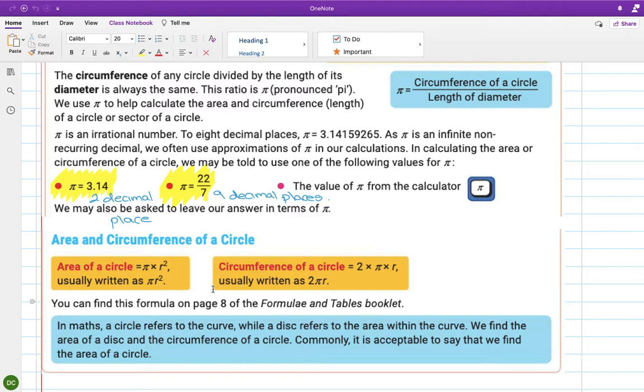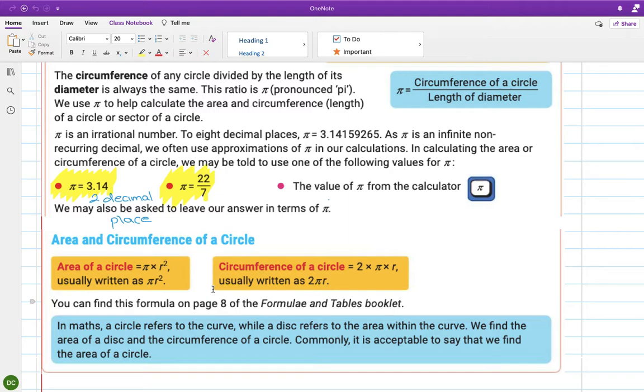So essentially what I'm trying to say is that these are the 3 versions we have available to us. Pi could be 3.14, pi can be 22/7, or you can use the pi button on your calculator. Either way, it's an approximation. They took the infinite amount of numbers after the decimal point and they decided to stop it somewhere. They just made a decision and said, right, this is where we're stopping it.